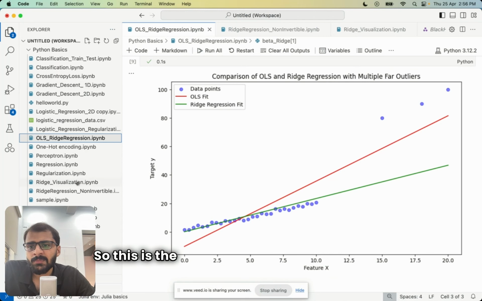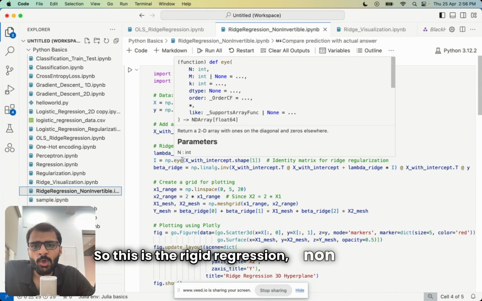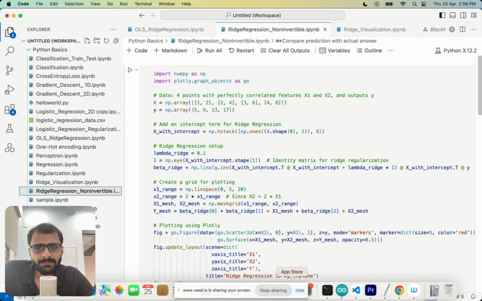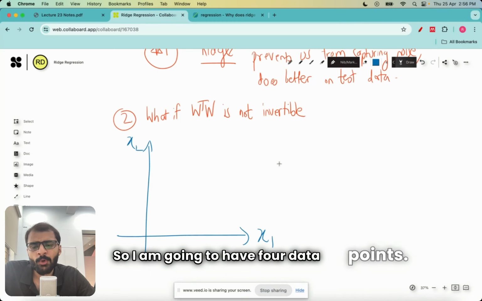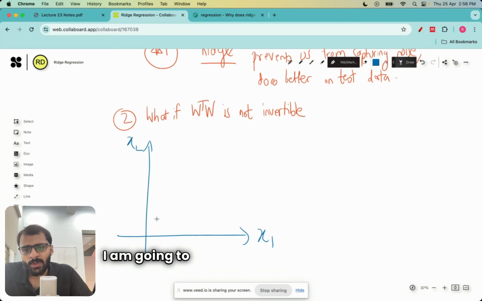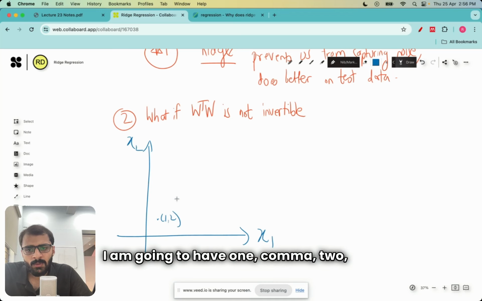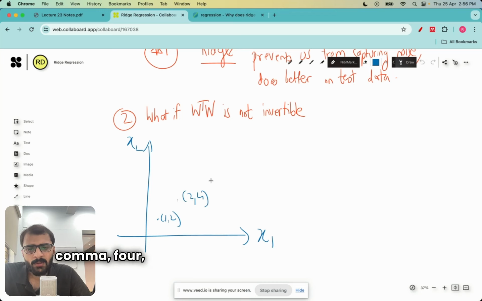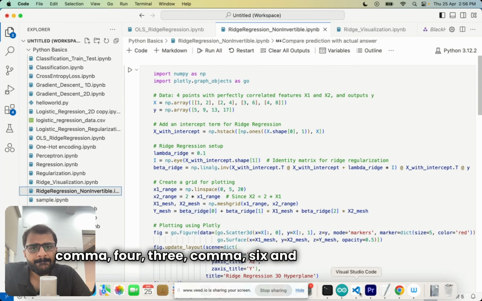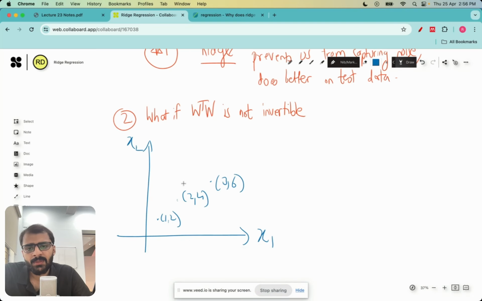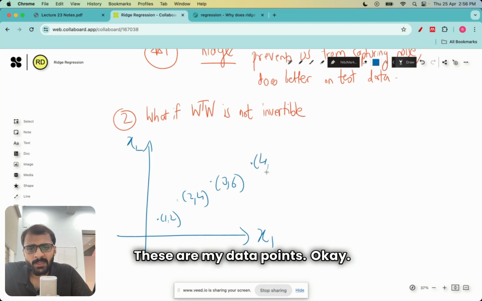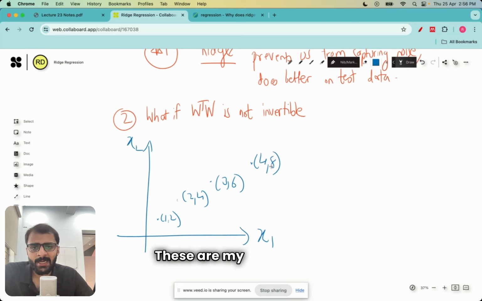So this is the ridge regression non-invertible. So I am going to have four data points. I am going to have 1, 2, 2, 4, 3, 6, and 4, 8. These are my data points.